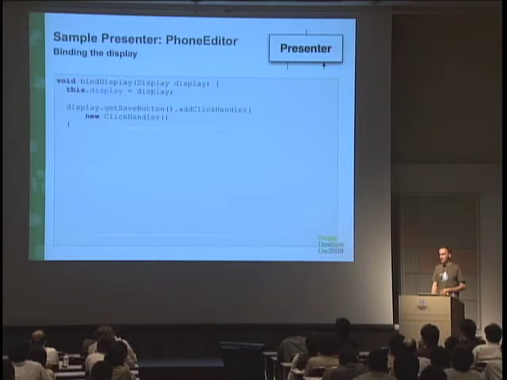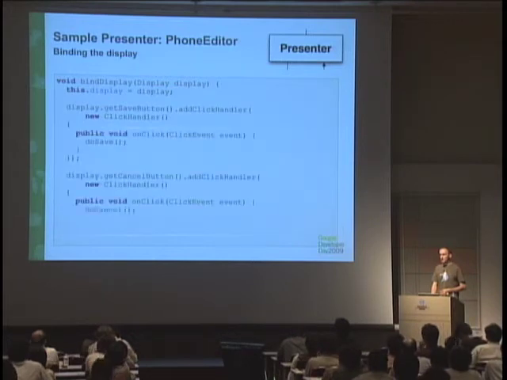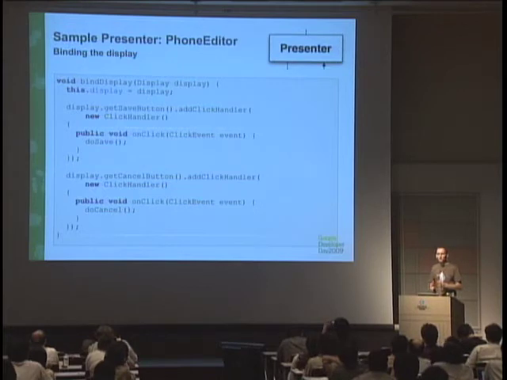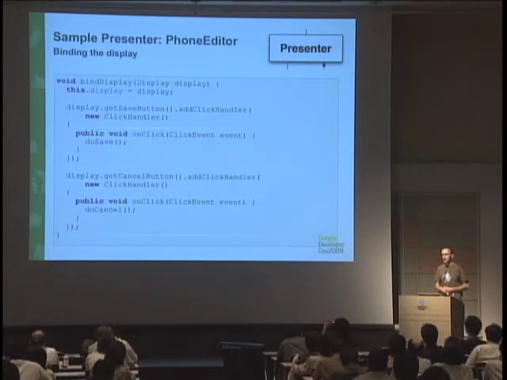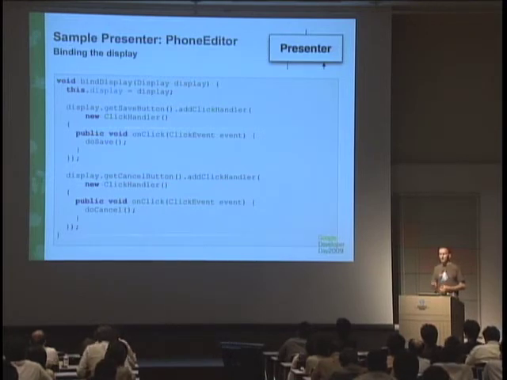So now if we want to bind to the display, that is, in the presenter, we want to capture, hook ourselves and wire ourselves into the display, we call the bindDisplay method. And it's very simple. We do two things, or three things. We first save a copy of the display, so we have a reference to it. And then we call getSaveButton, which is a click handler, and we say addClickHandler to it. And then we implement an onClick method. We simply call doSave. And we do the same thing for doCancel.